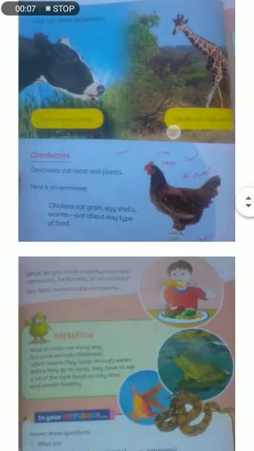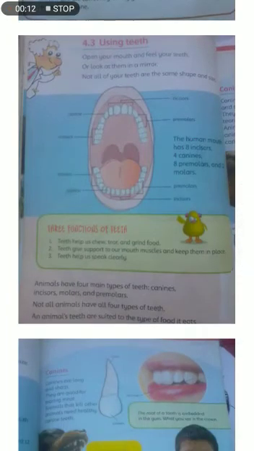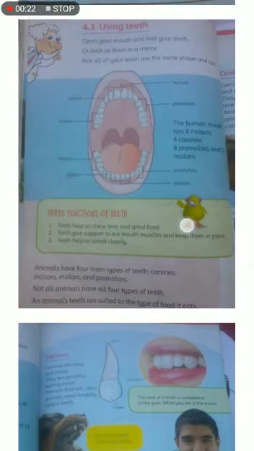Our last topic is using teeth. In this topic we can discuss the different types of teeth and their functions. Now we can start our topic. Teeth are an important part of your body. They help us to chew and eat food. They also help us to speak clearly. Let us learn more about teeth.